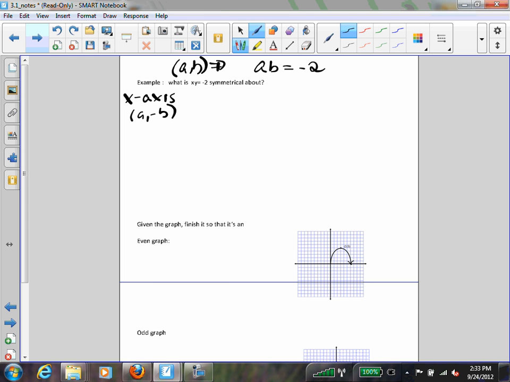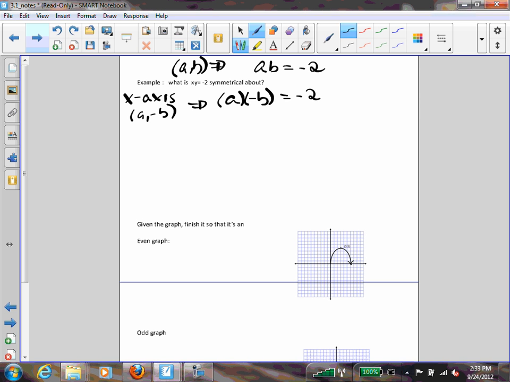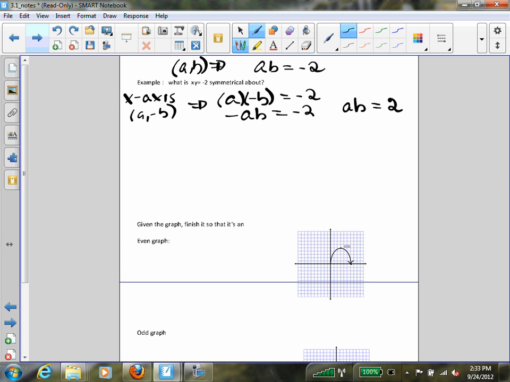All right, (A, negative B). That's going to yield A times negative B equals negative 2. Negative AB equals negative 2, or AB is equal to 2, right? Does that work? All right, what's my next one?